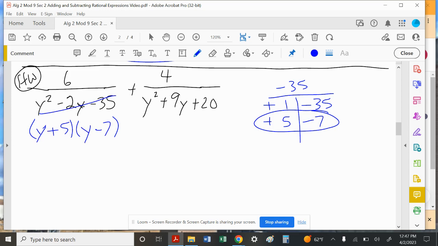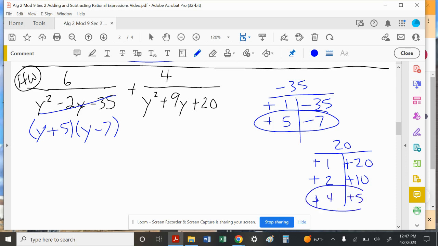And now on the other end, we have a 20. The number here is positive, so that tells me it's the same sign. This tells me they are both positive. So I have 1 and 20. Those do not add up to 9. I have 2 and 10. Those do not add up to 9. I have 4 and 5. Those do add up to 9. So there are my two numbers. So I have y plus 4 and y plus 5.